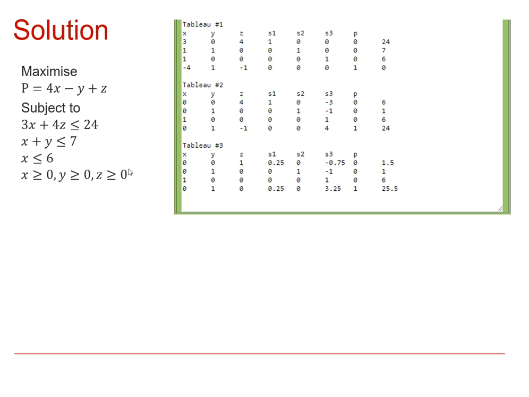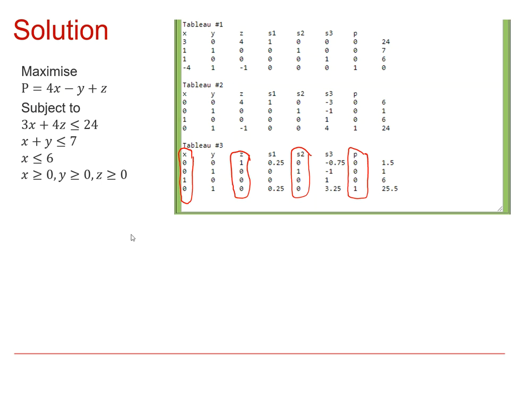If we're going to interpret this solution, we need to look carefully for the basic variables at the end. Watch out for this one. You might think that y is basic there, but if you look carefully, there are actually 2 1s there. So y is a non-basic variable, z is basic, and S2 is basic, and P is basic.